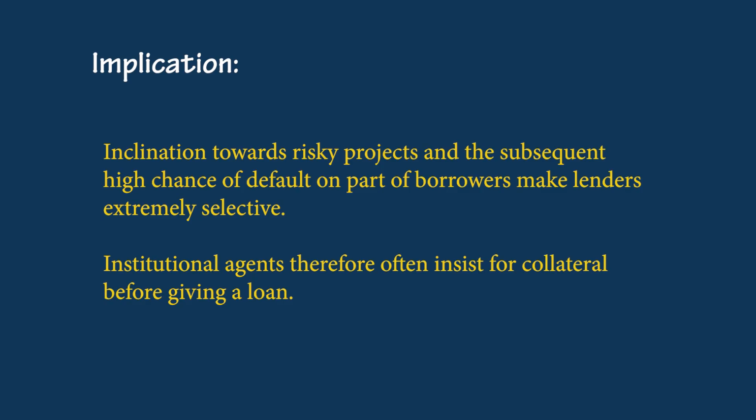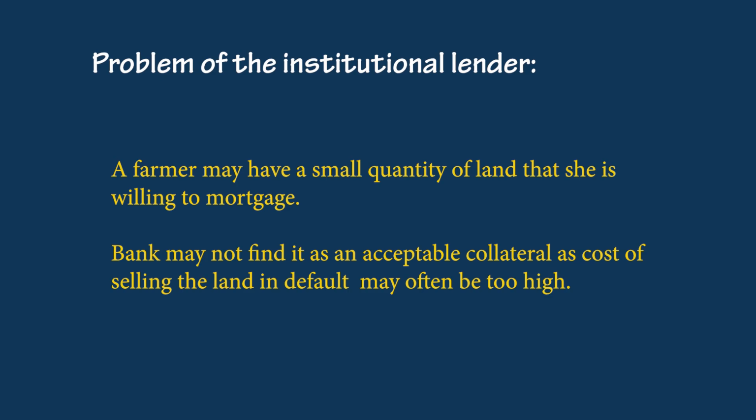Now, the inclination towards the risky project and the subsequent high chance of default makes lenders extremely sensitive. So, they look for some amount of collateral to get rid of such problem. However, the institutional lenders have certain problems regarding this collateral. A farmer may have a small quantity of land which she is willing to mortgage. But the banks cannot find it acceptable collateral because selling some such small piece of land is quite difficult for them.